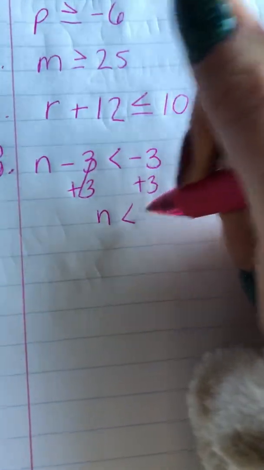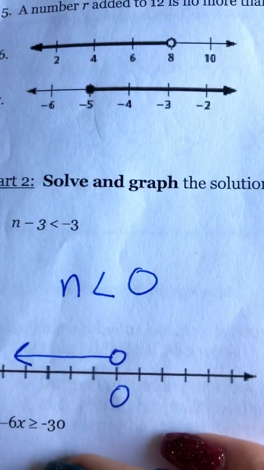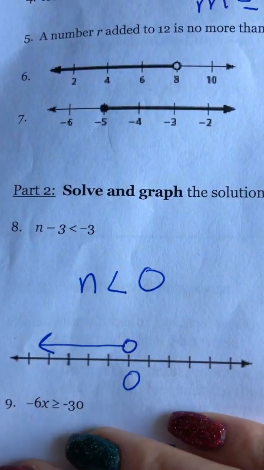All right, so I'm going to actually go right to 8 then, because I showed you 6 and 7 there. You have n minus 3 is less than negative 3. You want n all alone, so you need to add 3 to both sides, and you get n is less than 0. So it would be an open circle on 0 going to the left.